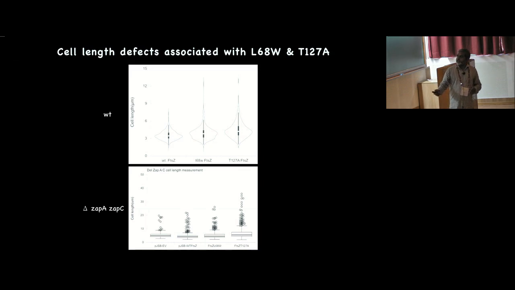So again, you see a large number of longer cells when you express these mutants rather than wild type. Wild type, in fact, reduces the cell length of these mutants, brings back the cell length to the normal cell length, but these mutants are unable to do that. They have a large number of longer filament cells. So there is some defect, but we don't exactly know what these are doing.